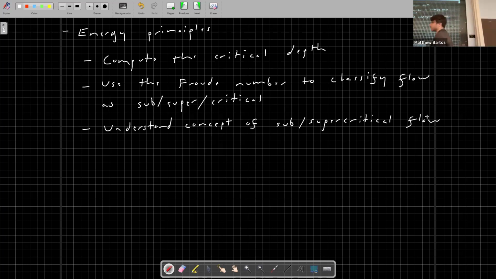So that could potentially mean understanding how the speed of a small gravity wave relates to the speed of the bulk velocity of water for sub and supercritical flow. And you're going to want to understand how to draw and analyze specific energy curves.